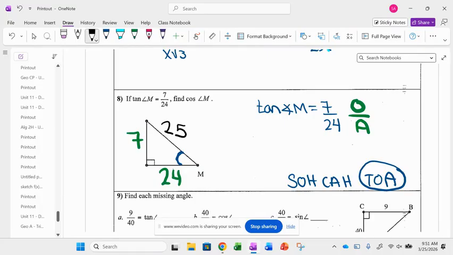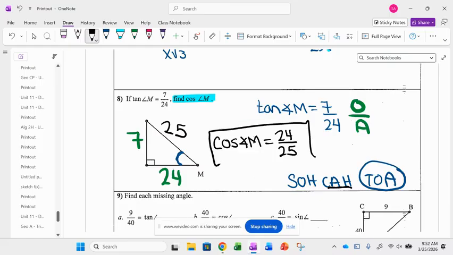So now that we filled in the triangle, now we could do the next part of the problem. What's the next part of the problem? It says find the cosine of angle M. Well, which one's cosine? So, ka, or toa? Ka. All right, so if I'm finding the cosine of angle M, we said it was ka. So we want the adjacent to M. Which number is adjacent to M? Yep, over the hypotenuse, which is? You got it. So this is our answer.